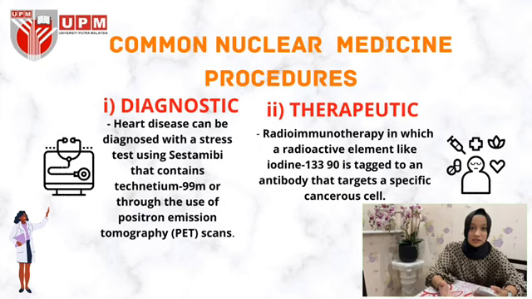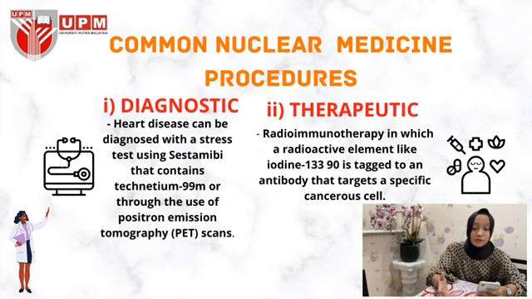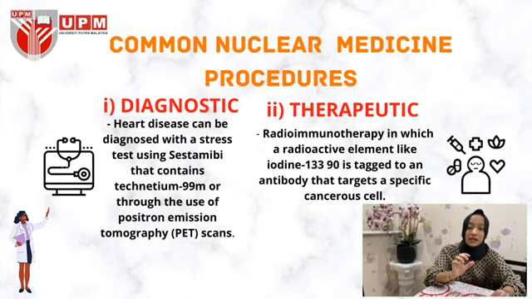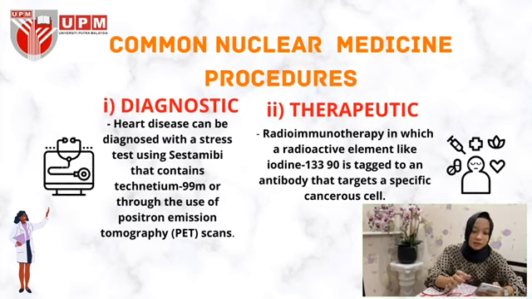Next is the therapeutic procedure. So under therapeutic procedure is more likely a radioimmunotherapy, which uses radioactive elements such as iodine-131, which is tied to an antibody that targets a specific cancerous cell.